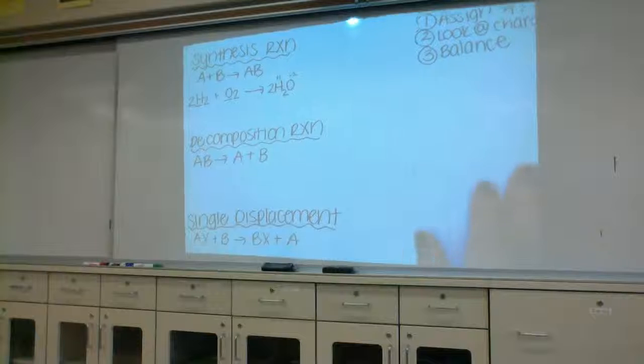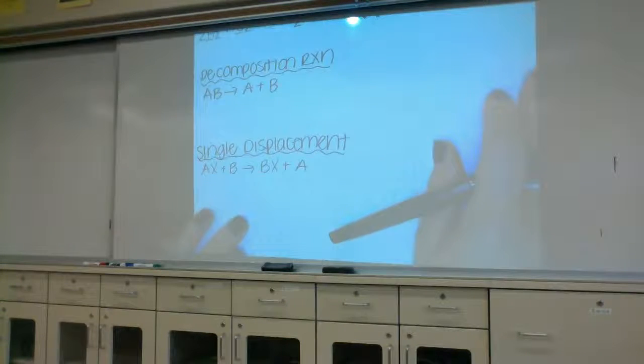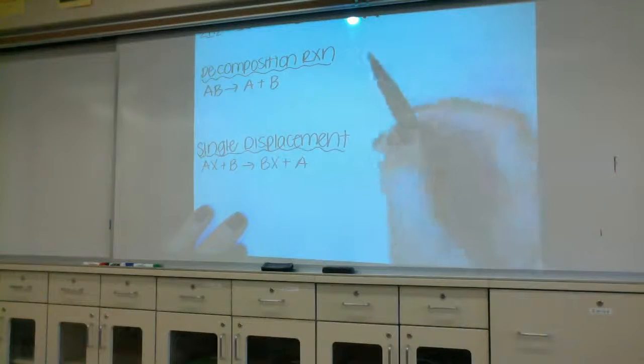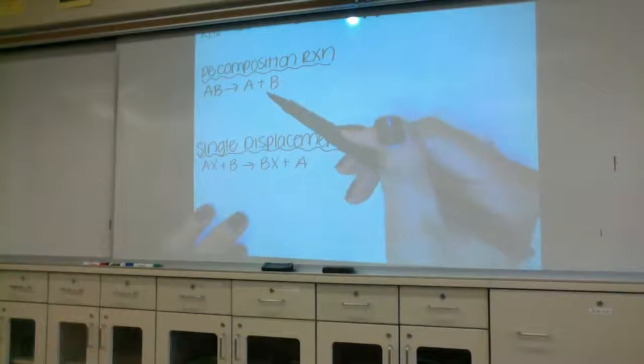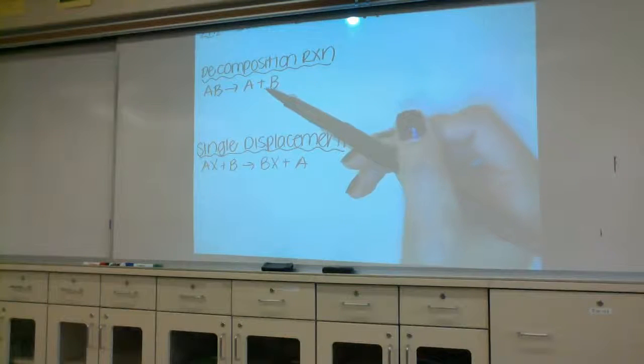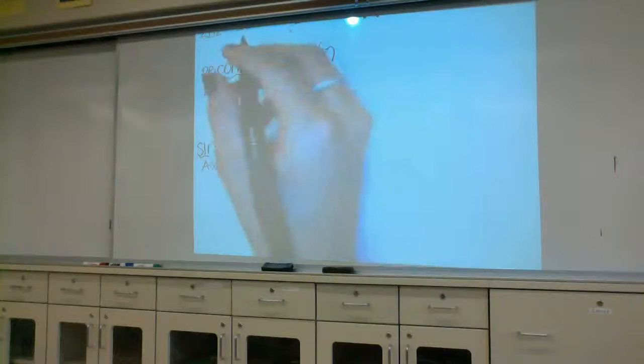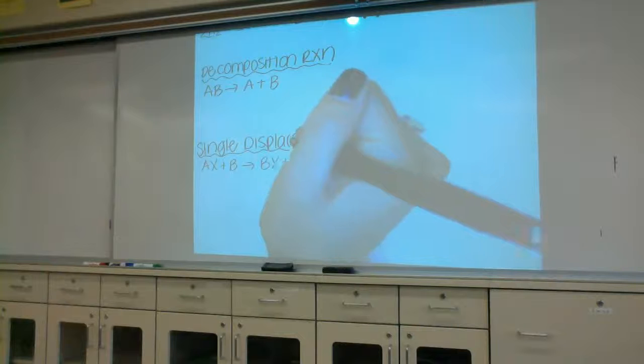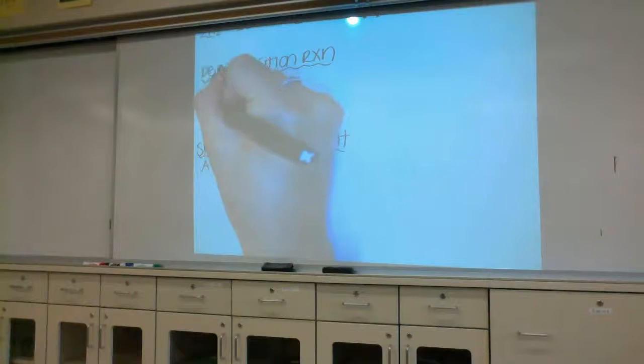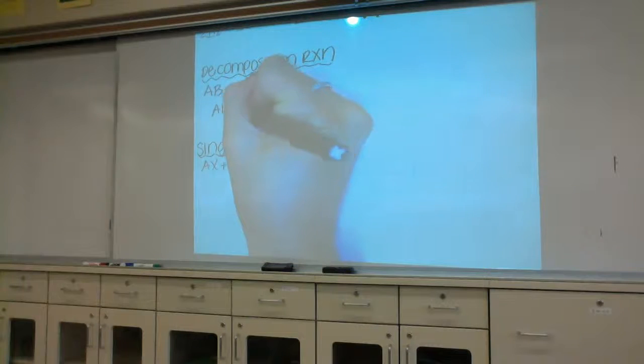So we're going to move right along to decomposition reactions. Decomposition reactions are pretty much the opposite of synthesis. AB breaks down into A plus B, okay? So this is an example that I gave to 5th period, but this one is one that you don't have on your paper. So let's try and break this down.